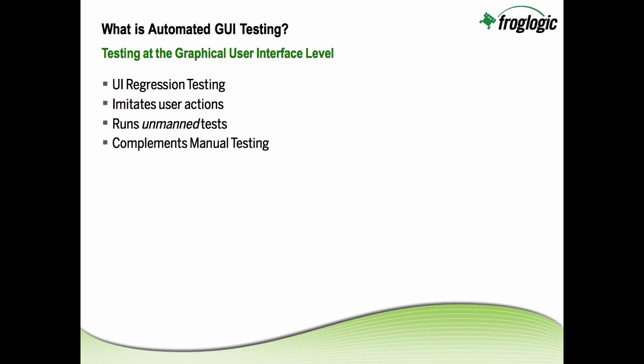Now, before we dive into the product specifically, let's go over a few basics of automated GUI testing. Automated GUI testing is testing done at the graphical user interface level. UI regression testing, so regression testing your application at the interface level. It's there to help imitate user actions. You can run your tests unmanned, so executing them around the clock as part of your build process or as part of another process. And it provides a nice complement to manual testing, freeing up more time for manual testing or to create additional tests for your regression test suite.